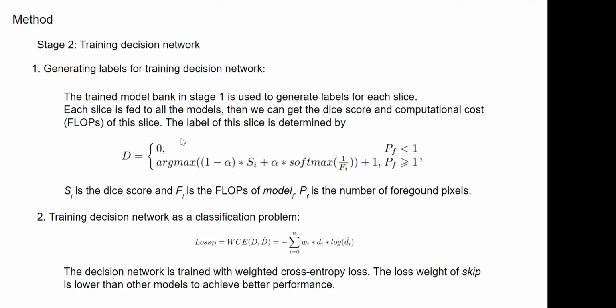So after we get the classification label, then we can just train the DCE network as a simple classification problem, just using the standard cross entropy loss. Here I'm using the weighted cross entropy loss. I put more weights on the segmentation models and lower weights on the skip operations. In this way, I put more weights on the segmentation model so it can achieve a better performance.